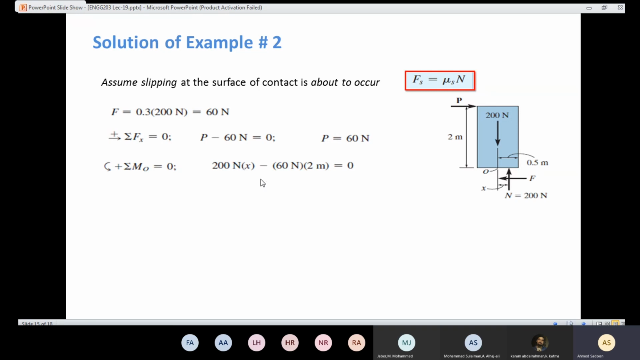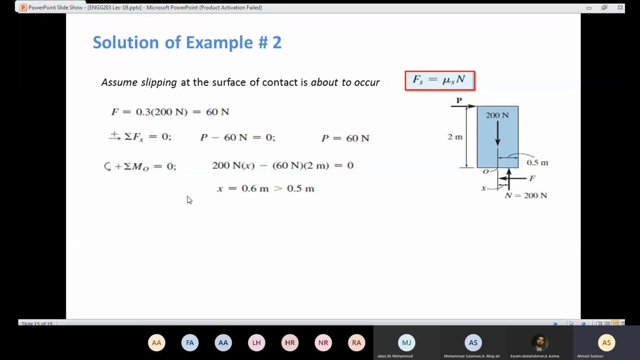Now I'm in a position to determine the value of x. The value of x came out to be 0.6 meter. So in order to have balance, the value of x should be less than 0.5. Since it is more than 0.5, that means the tipping already took place.